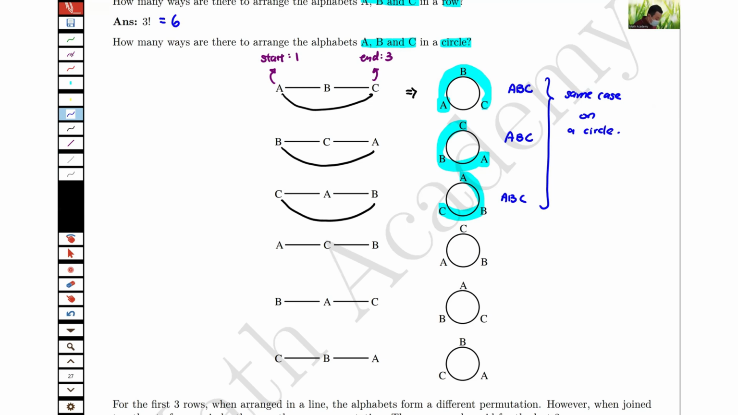So when I move on to the next 3 of them, let's connect up the first and the last. And all this gave me the diagram on the right side. What happens now if I start reading off from A and we go clockwise? They are no longer ABC. This reads as ACB. This is also ACB. This is also ACB. Which also implies the same concept from above. These 3 cases are the same case on a circle.